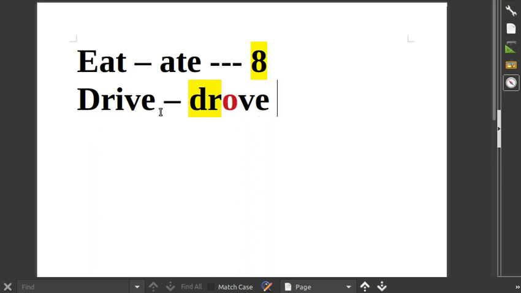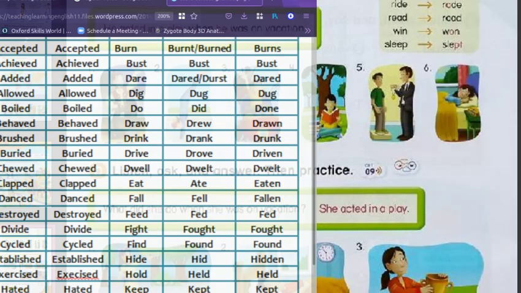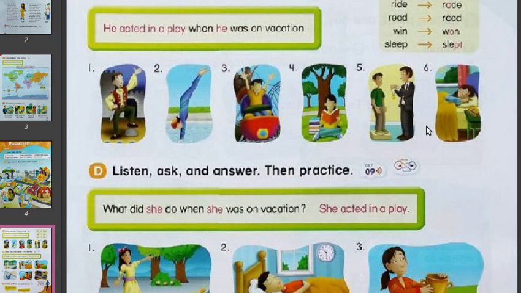Drive: I used to drive to school by car, simple present. Past tense: I drove to school yesterday with my dad. Or I drove to school with my dad yesterday. So it's correct. Good. So we have here regular and irregular verbs. Now your work here is to change these verbs into past tense.